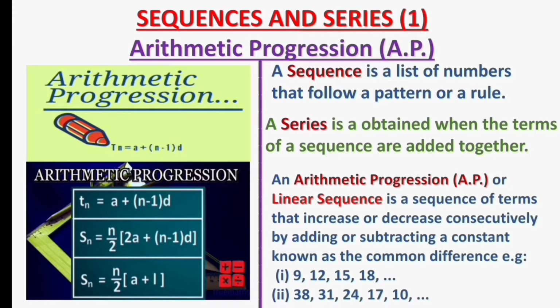Another example of an arithmetic progression is 38, 31, 24, 17, 10, and so on. This is an arithmetic progression which decreases each time by the subtraction of 7, having a common difference of -7. Let's learn more about arithmetic progression, AP.